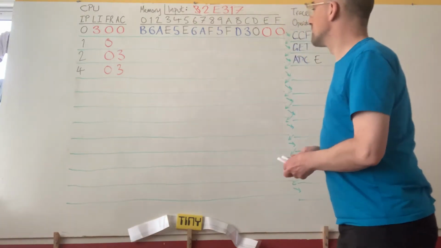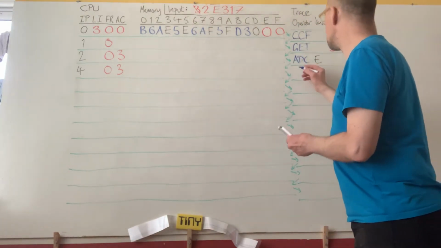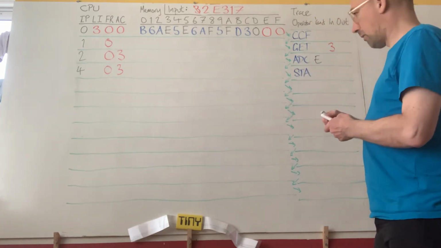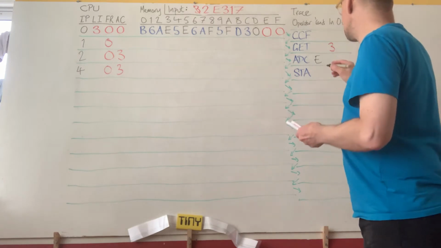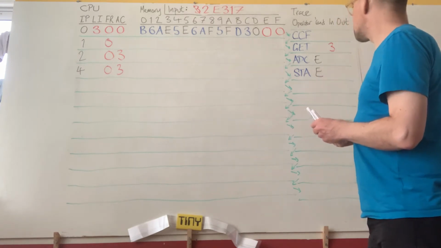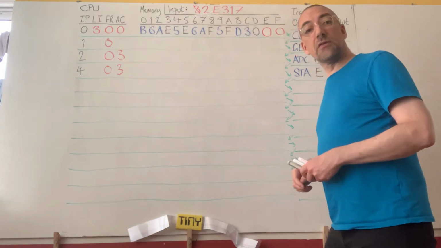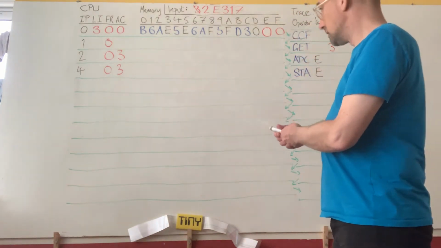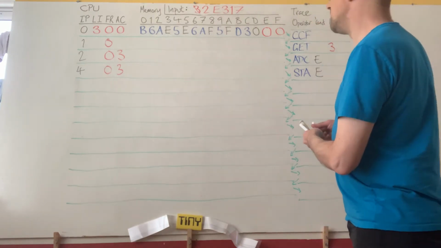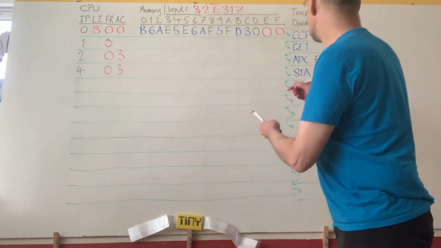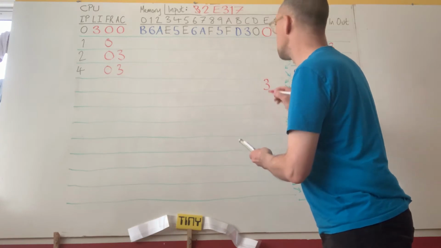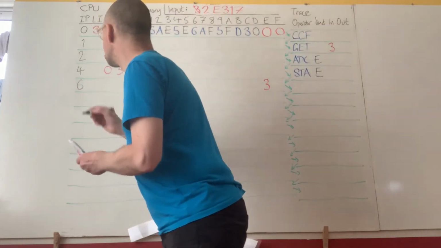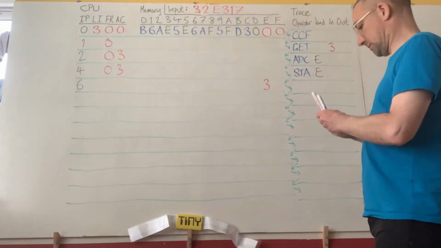What's at 4? We've got STA, again with operand E. So that's to say we're adding on the input to what was in location E and then updating E with the running total. Let's do that. E now becomes 3. And the instruction pointer moves on to 6.